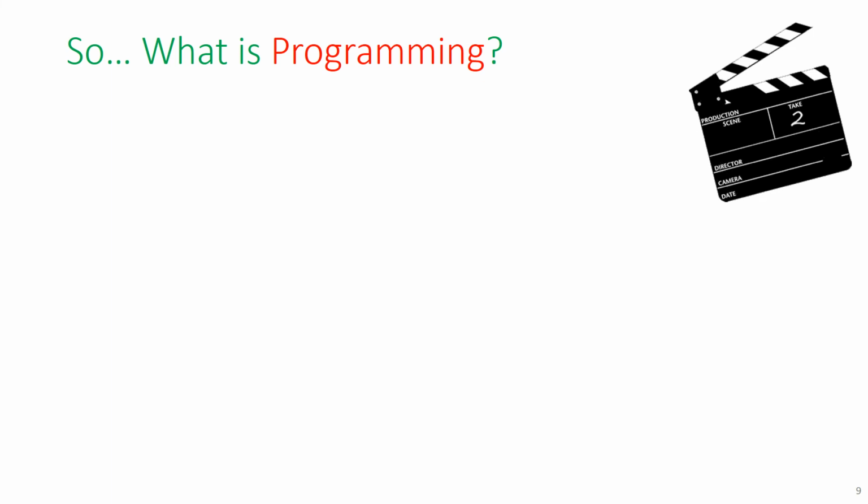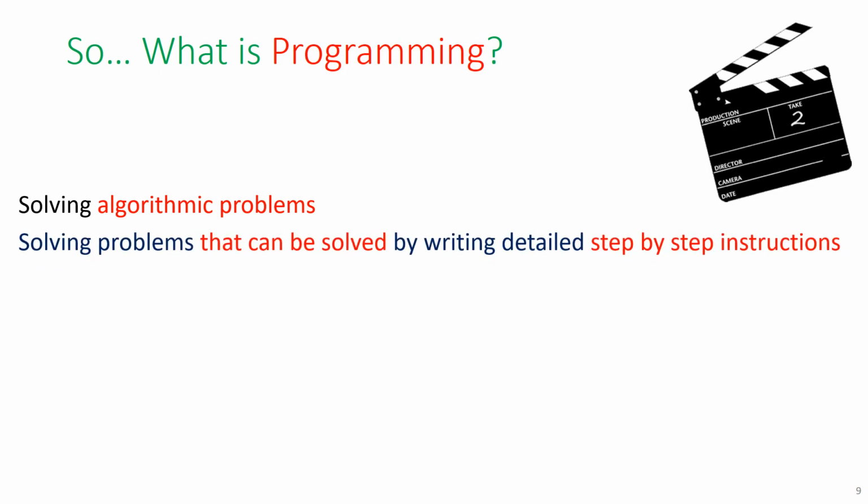Let's try to make a little bit more serious definition of programming. When you are programming, you are solving problems, okay? You are solving a certain class of problem, algorithmic problems. Algorithmic problems are problems that can be solved with an algorithm. That was a nice circular definition right there. What is an algorithm? An algorithm is a detailed step-by-step list of instructions, okay?